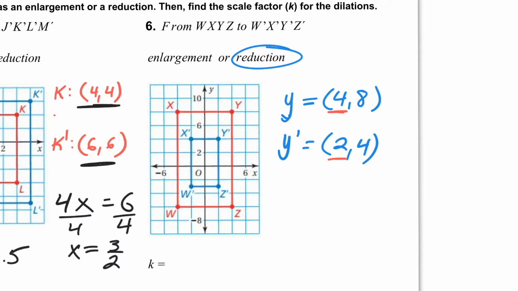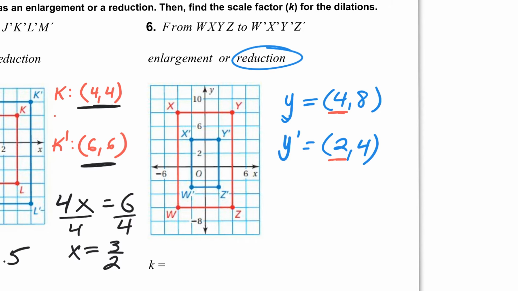Well, I know that 4 divided by 2 will give us 2. So if I am dividing my coordinates of Y by 2 to get my coordinates of Y prime, dividing by 2 is the same as multiplying by 1/2. So k is going to equal 1/2 here. Remember, when we're working with scale factor, we are always working with multiplication. The division there is just a little bit of a shortcut to help us in our thinking.